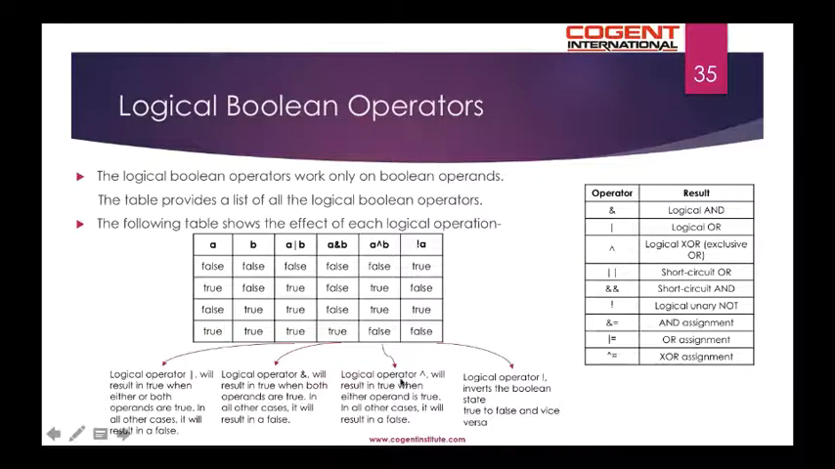A logical XOR will result in true when either operand is true, but not both. In all other cases, it will result in a false. A logical NOT inverts the Boolean state from true to false and vice versa.